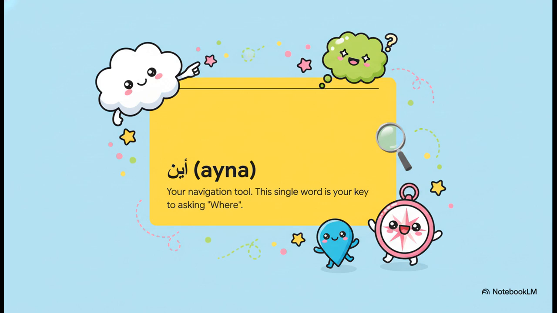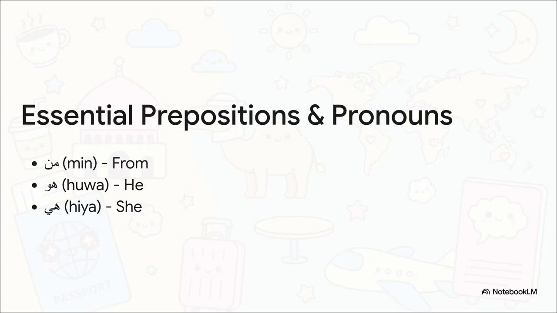Aina. Got it? Now, to make that question really work for us, we need a few other small but super important words. Think of them as the glue. First up is min, which means from. And then we need our basic pronouns, huwa for he and hiya for she. That's it. These little guys are going to connect everything.